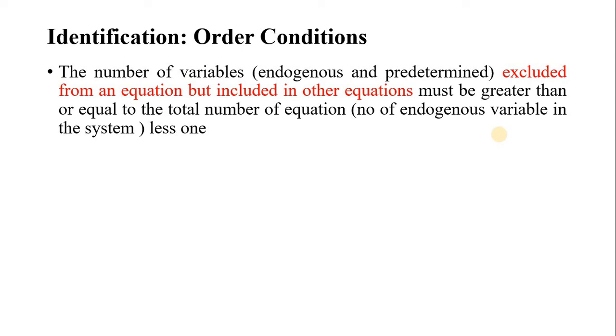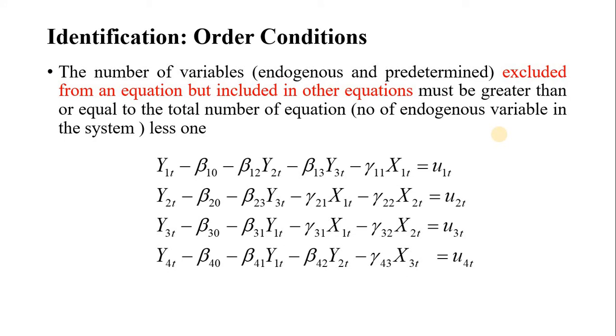The number of variables excluded from an equation but included in other equations must be greater than or equal to the total number of equations, or the total number of endogenous variables, less 1, because for each endogenous variable there will be one equation. So the total number of equations in a simultaneous equation model will be equal to the total number of endogenous variables, less 1.